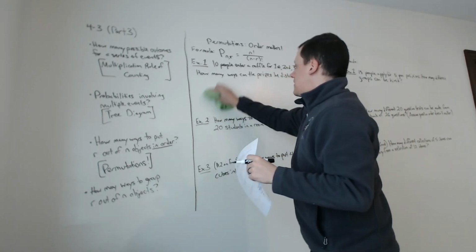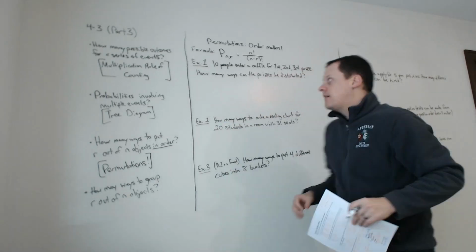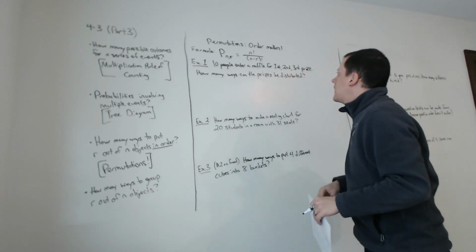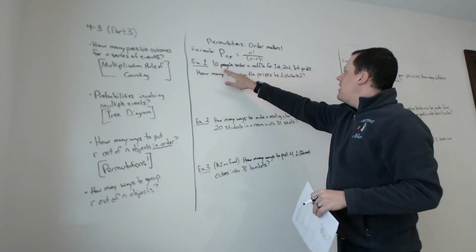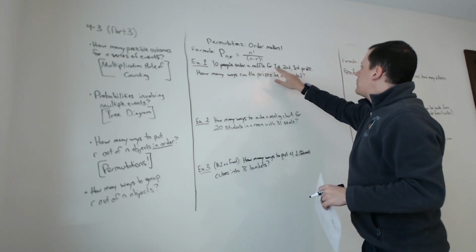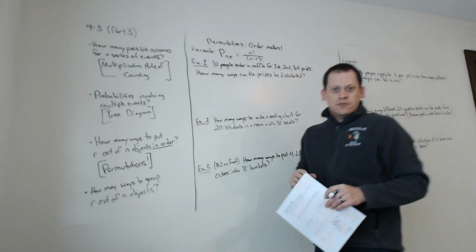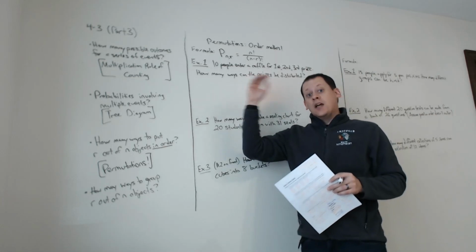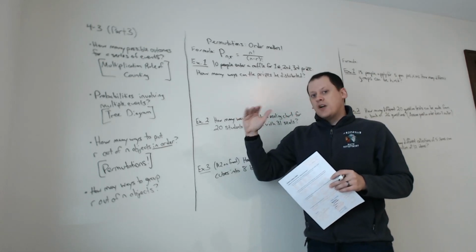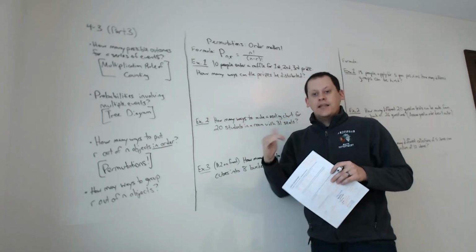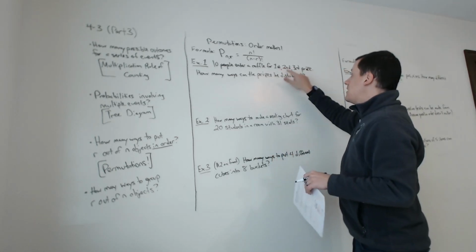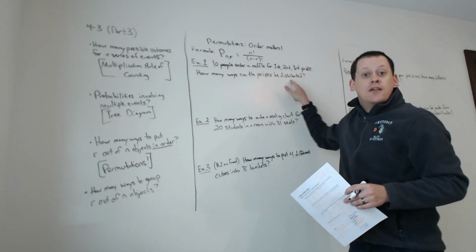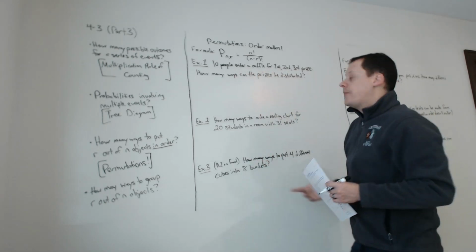So let me erase my factorial stuff there. And we'll go ahead and look at an example of this in action. So example 1, we've got 10 people that enter a raffle for first, second, and third prize. Right? So you can imagine first prize is best, second prize not quite as much money, third prize even less than second. Okay, so there is a difference between these three. How many ways can the prizes be distributed among those 10 people?